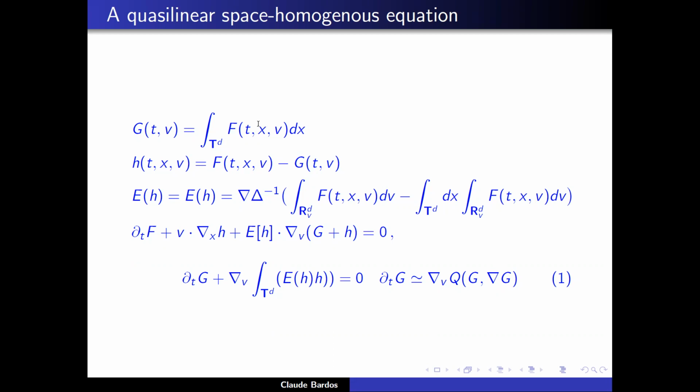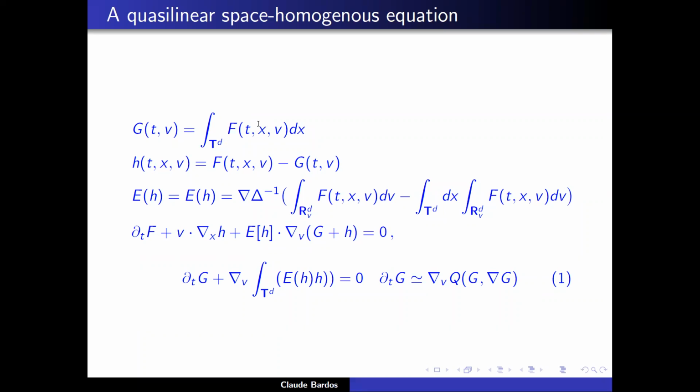Now, when you have that, you integrate, you have this equation, and you have this one. And if you integrate with respect to v, you just get the second equation, dt of g plus grad of v of E of h, h. So that means that what comes out is the gradient with respect to v of E of h, h dv.